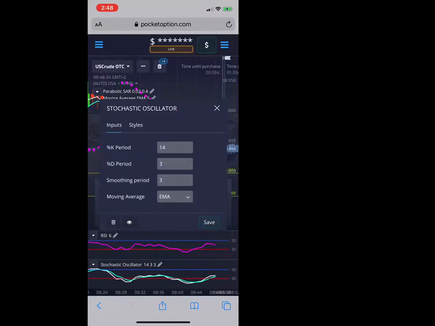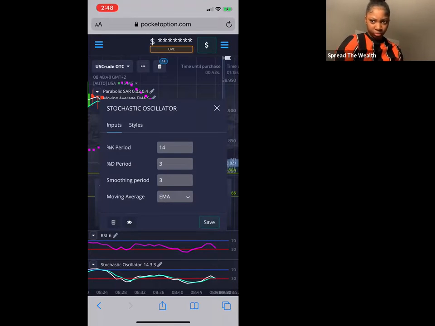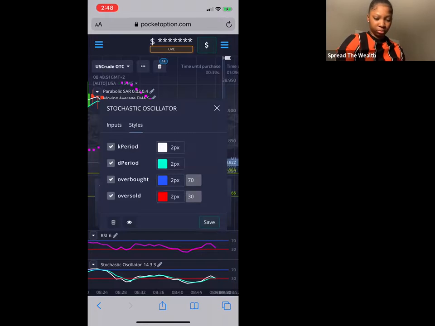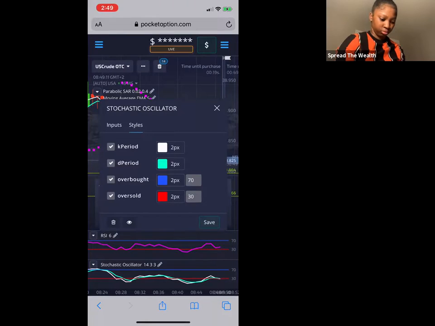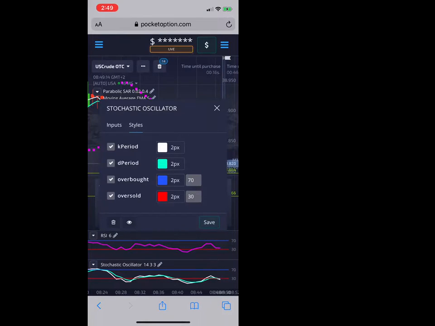All right, now this is stochastic. Hers, her stochastic is different than mine, though. Honestly, I've just been using the regular one. Her input should be, I forgot. I know it's like 4. No, it's like 13, 4. I think it's 13, 4, 3. Her inputs. But this stochastic has been working for me, the regular one.